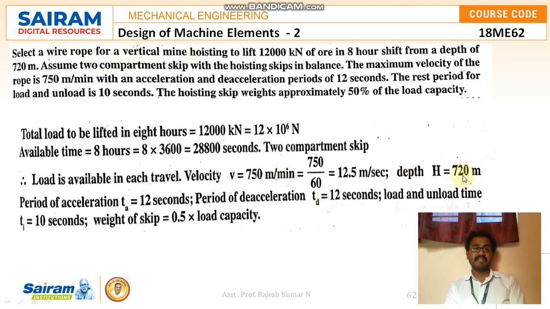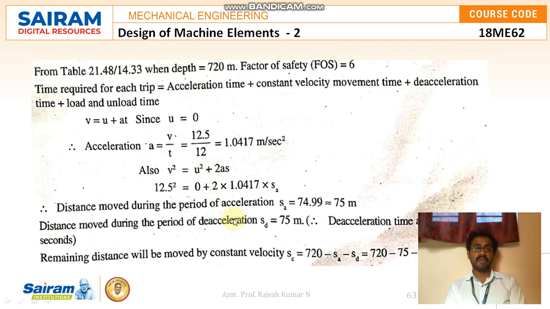And the depth h is given as 720 meter, and the period of acceleration is 12 seconds, and period of deceleration is 12. So both acceleration and deceleration are there, so we should focus a little more. The load and unload time is 10 seconds, and the weight of skip is 0.5 times the load capacity. First, from table 21.48, when the depth is 720 meter, we can take the factor of safety value. It is 6. So the time required for each trip is acceleration time plus constant velocity movement time plus deceleration time plus load and unload time.